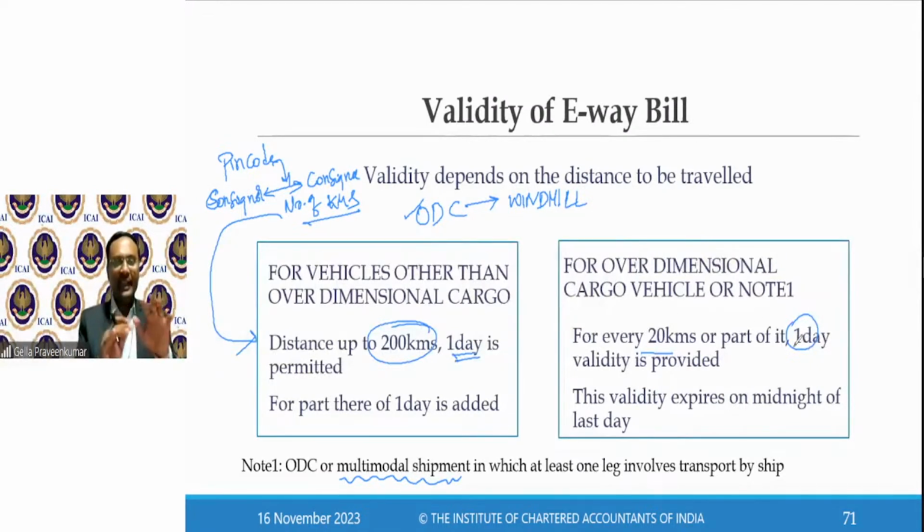So when I'm filling the e-way bill, I'll select ODC or multi-modal cargo. Based on your selection, the distance is calculated and the number of days of validity is given. I'll give you one example to understand. Let me just insert one slide.